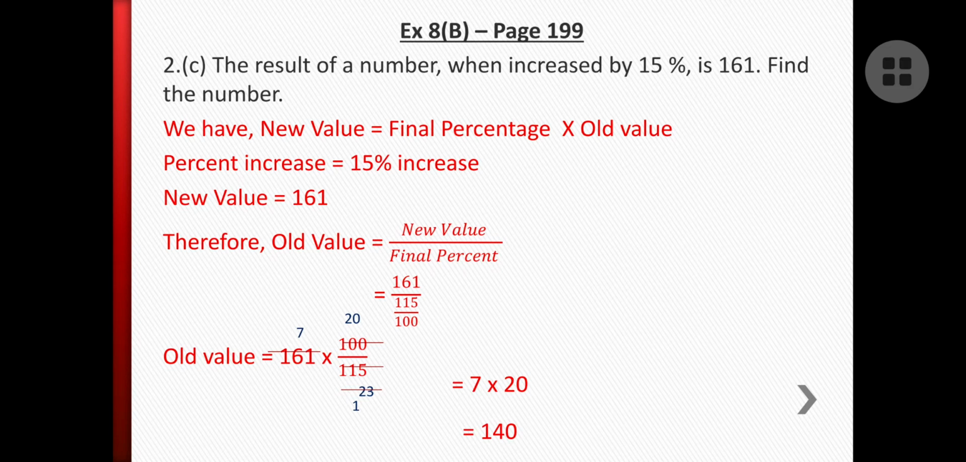If you want, you can cross check. How will you cross check? Use the percentage change thing. What is the percentage change you find? It's already there, 15%. So if you want, you can just do 140 into 115 by 100. If you do, you will get 161. It's just the reverse.